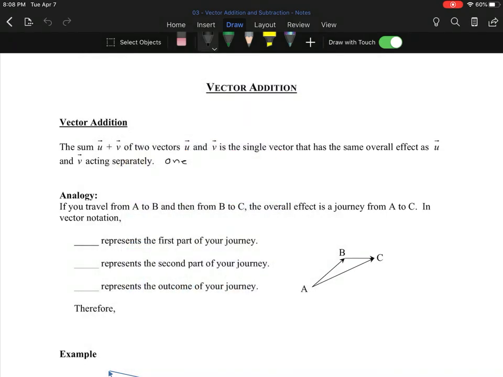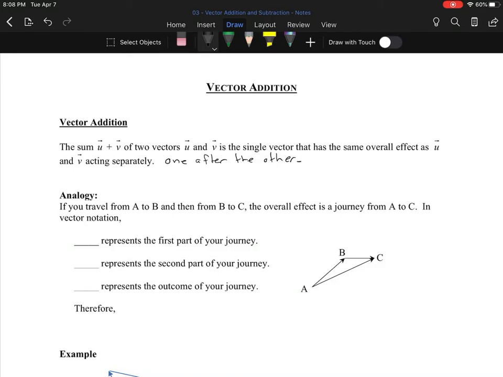I'm just going to add a little something to that. Acting separately, one after the other. That's the addition part, is we're doing them one after the other.